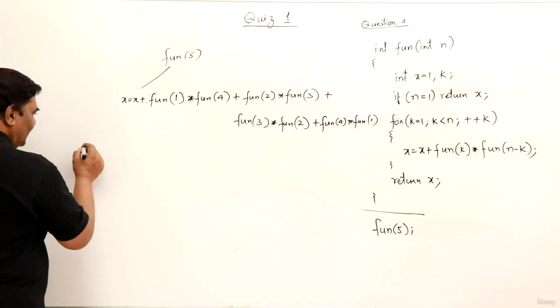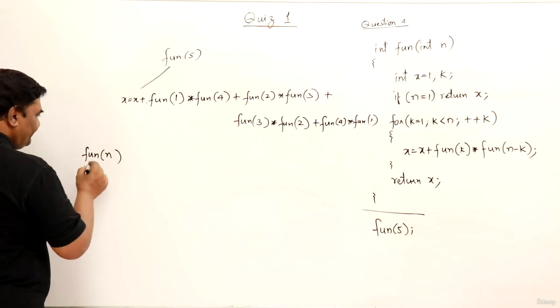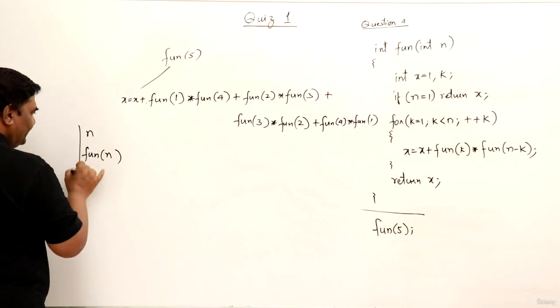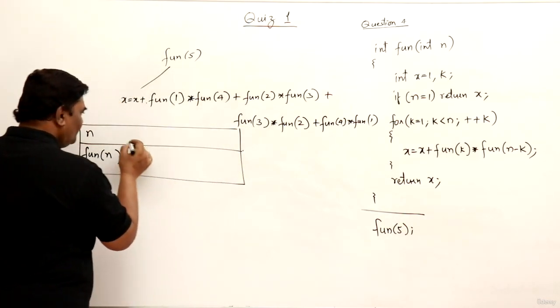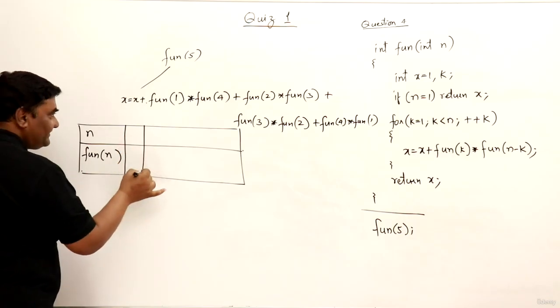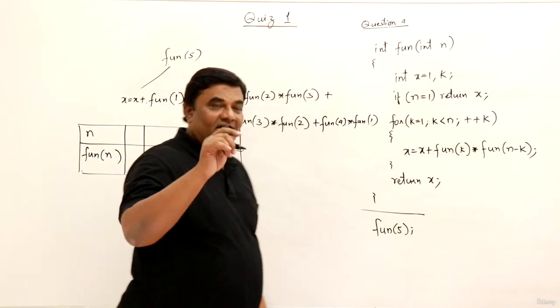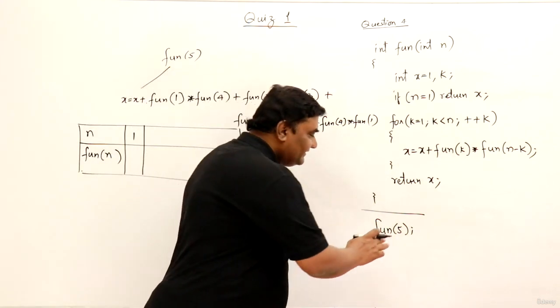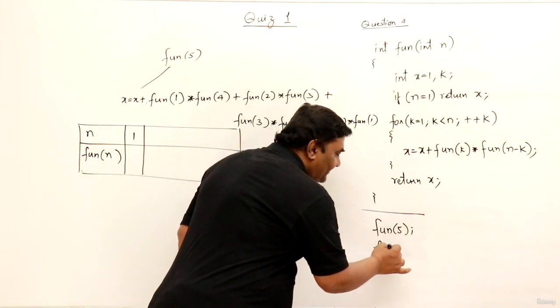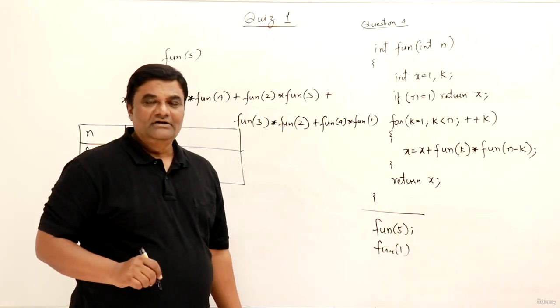So here I will take the values of fun of n, and for the values of n, I'll make it as a table. Let us do it. Then I'll tell you why I'm taking a table. So first, see what is the minimum value? N is equal to 1. If I call this function by passing 1, not 5, then what happens? Let us get that value.